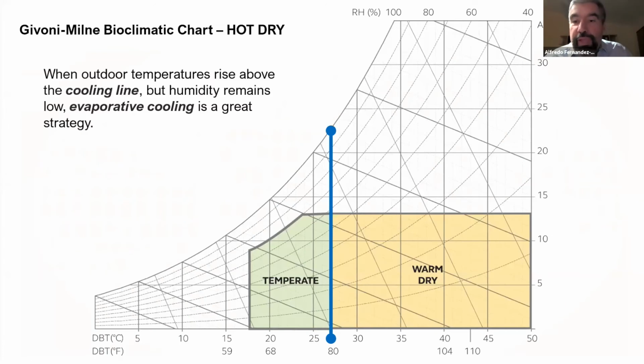A form of cooling is needed, as we mentioned earlier, when the temperature rises above the temperate climate zone. In warm, dry climates, we have the options of nighttime ventilation when the temperatures at night go below the comfort zone, or we can also use evaporative cooling as a means to provide thermal comfort.